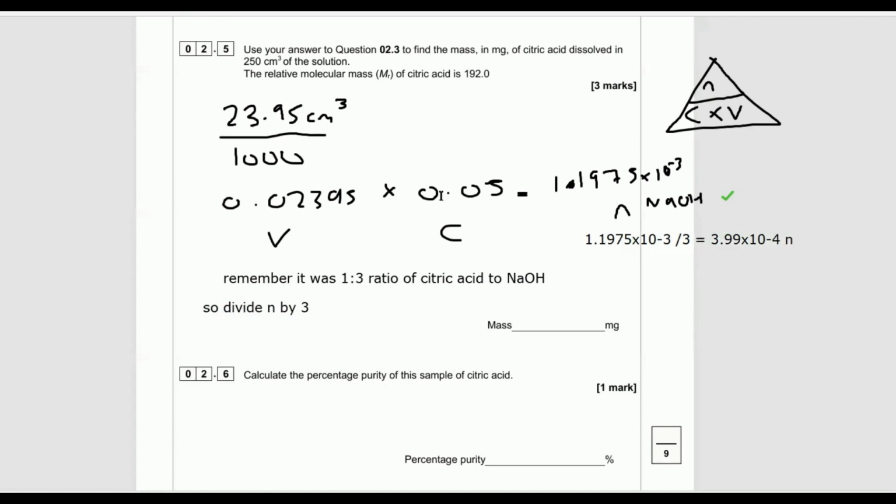But now let's remember that these citric acid moles were in how much? This is the trick. They were in 25 centimeter cubed of solution, because we only use the 25 centimeter sample from the 250. They've asked us to find the mass in 250, right? So we need to times this by 10. So we're actually going to have 3.99 times 10 to the minus 3 moles of citric acid.